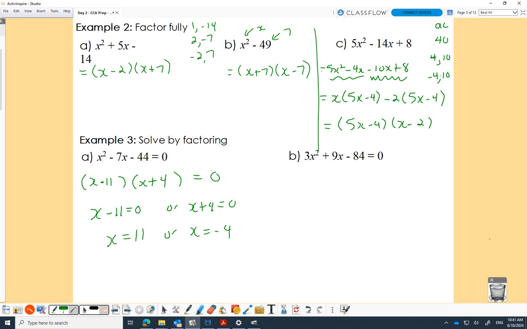And then in the second bracket, I want a number that when I add 4, I get 0, and that number's negative 4, that I add 4 to get 0. Good question. Other questions?